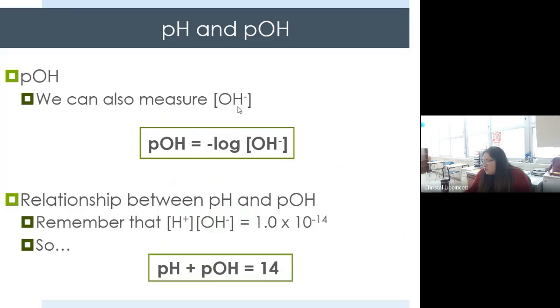All right, so pOH measures the concentration of the hydroxide ion, and the pOH is going to equal the negative log of the OH minus. pH plus pOH is going to equal 14. So if you know pH, you just subtract that from 14, and that's going to give you your pOH.